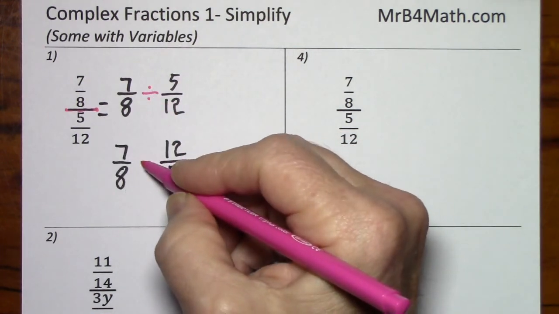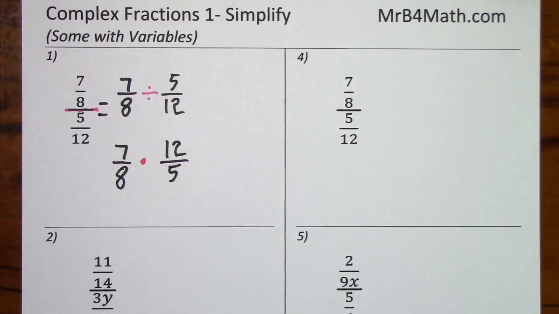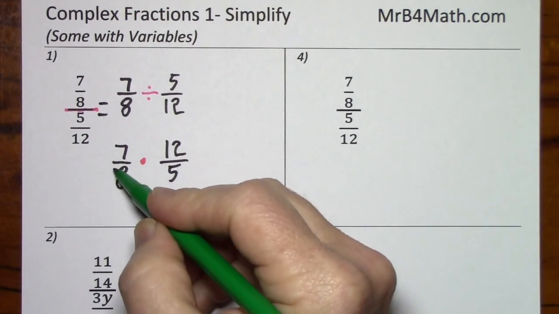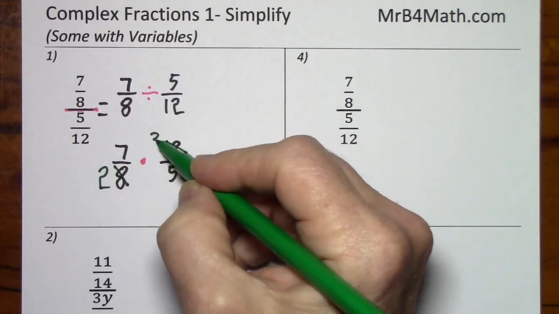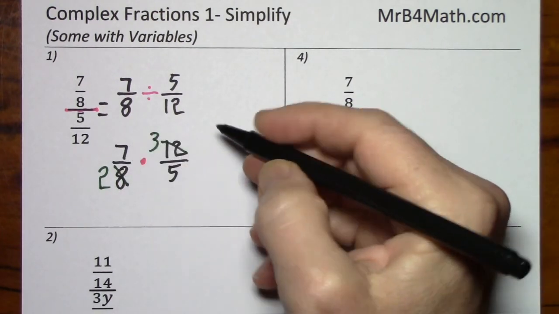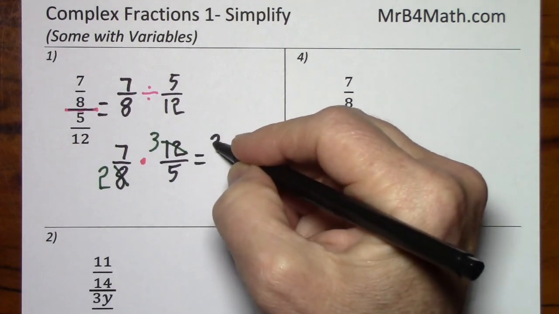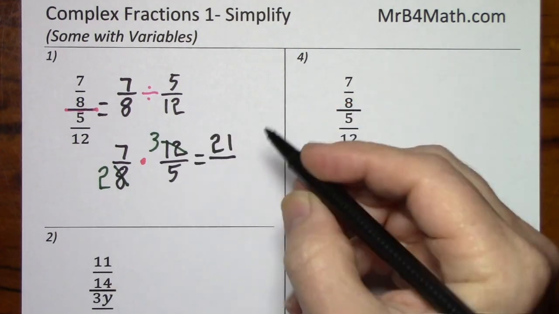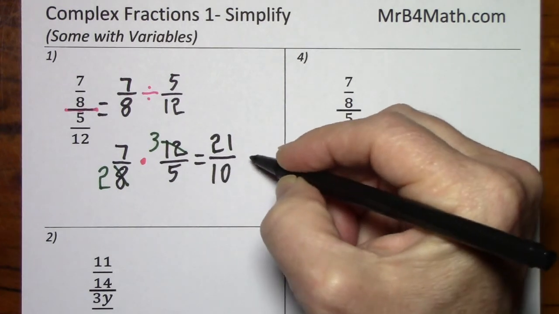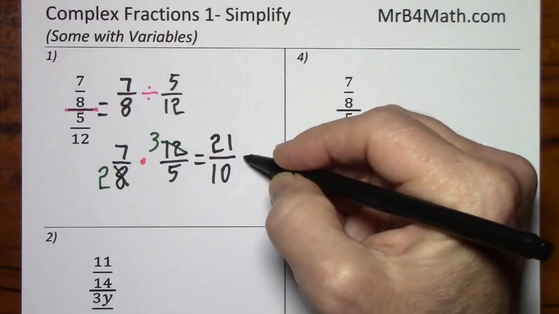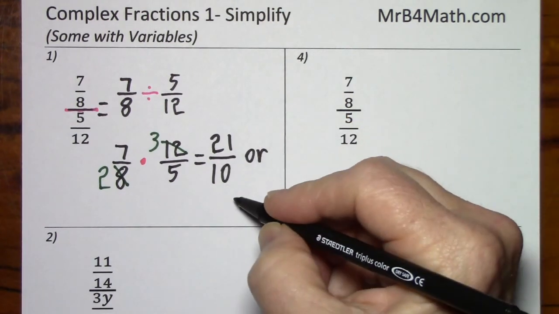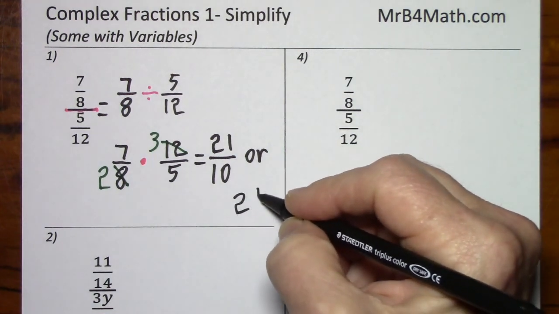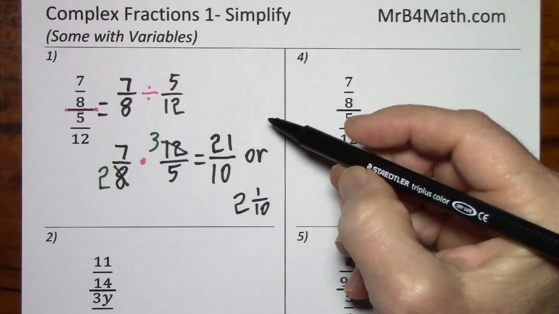So instead of division, it's multiplication. And prior to multiplication, I'd like to reduce. Divide by 4, divide by 4, and multiply straight across. 7 times 3, 2 times 5. This is acceptable. This is reduced or simplified, but you can write this as a mixed number. It would be 2 with 1 left over, and you keep your denominator.